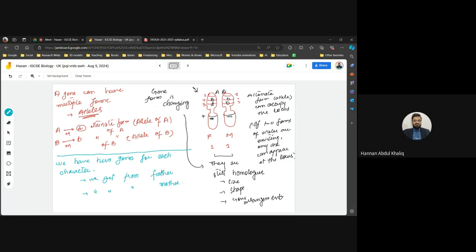When we get from father and we get from mother, it means that suppose we have got capital A from mother and capital A from father. So we can write it AA. We can get capital B from one parent and small b from other parent. We do not have to draw chromosome every time. We can just write it BB. We are getting both recessive from our parents. We do not need to draw them every time on the chromosomes. We can write them MM.